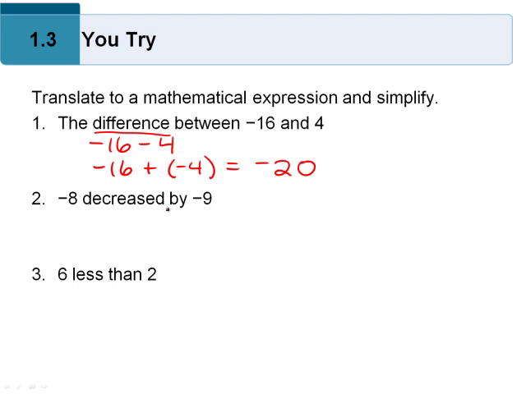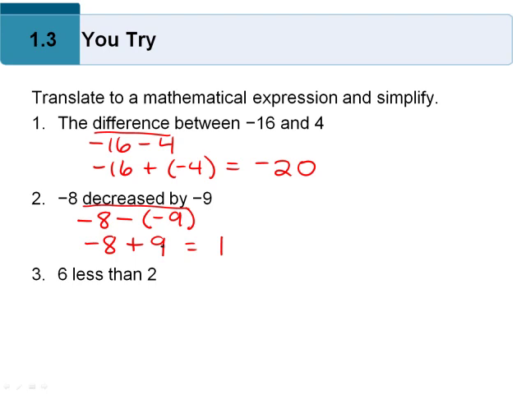Okay, the second one, negative 8 decreased by negative 9. That one also goes right in order. So negative 8 decreased by is subtraction, and you've got to be careful. You've got to have that negative 9 in there. So you need all those signs. So we're going to have negative 8, keep that the same, change it to plus, and the opposite of negative 9 would be positive 9. Now, negative 8 plus 9, they're different, so I subtract and get positive 1, keeping the sign of that larger number.